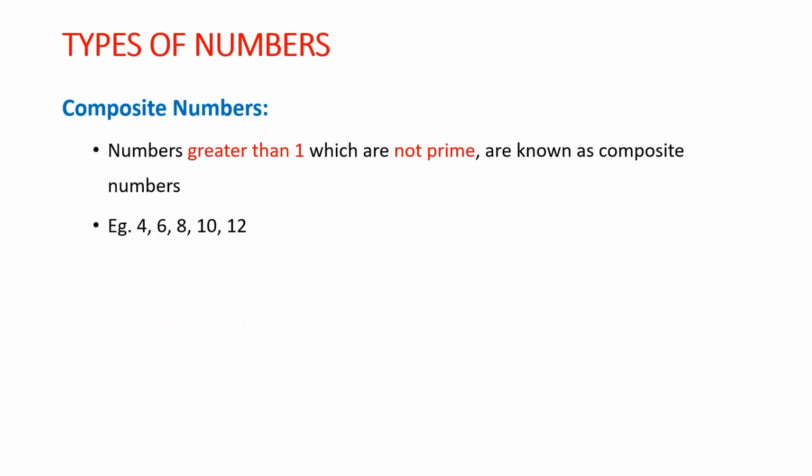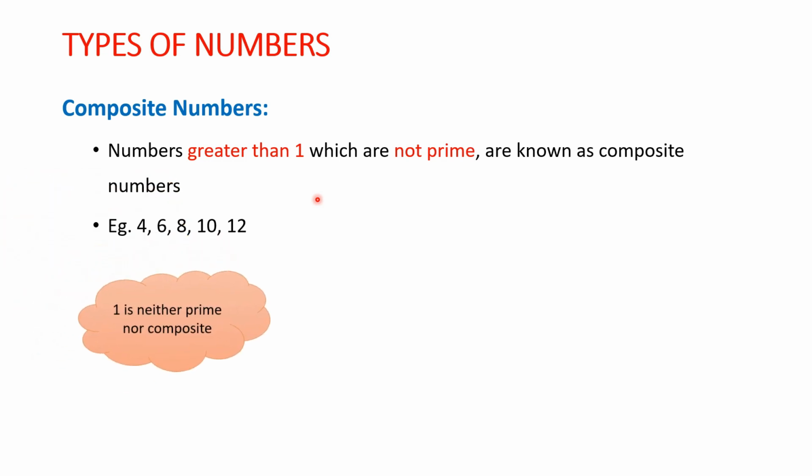Next, we will see about composite numbers. Numbers greater than 1 which are not prime are known as composite numbers. For example, 2 and 3 are prime numbers, but 4 is not a prime number because it is also divisible by 2. So 4 is a non-prime number, which is called a composite number. Similarly, 6, 8, 10 and 12 are not prime numbers, so these are all composite numbers. So the numbers greater than 1 that are not prime are composite numbers.